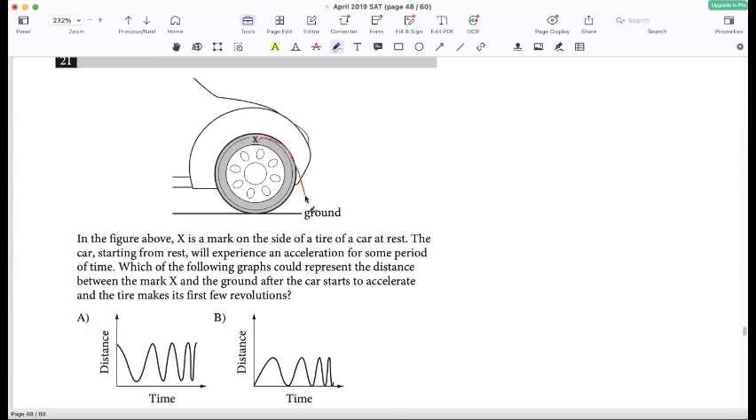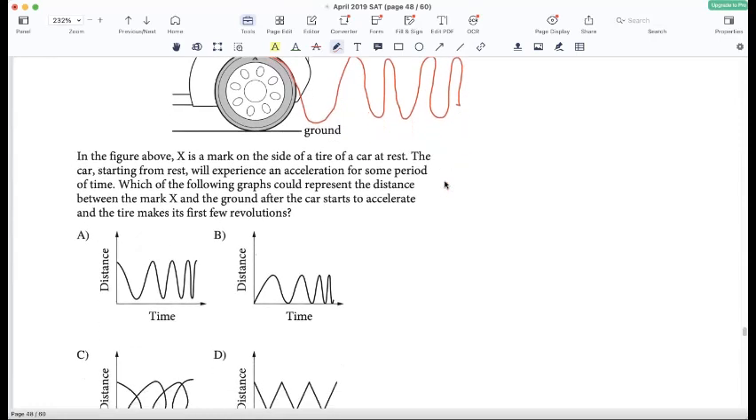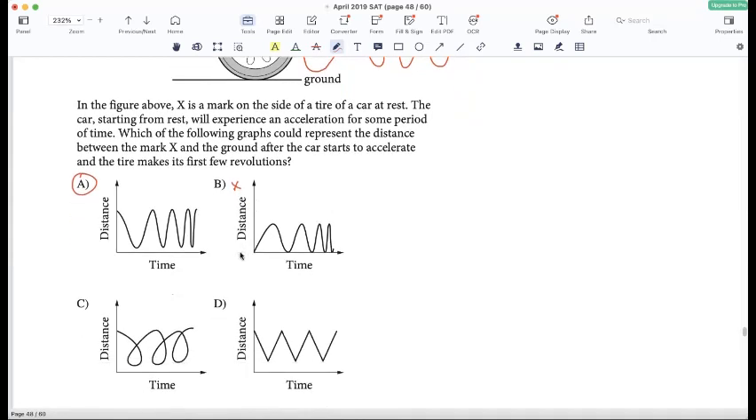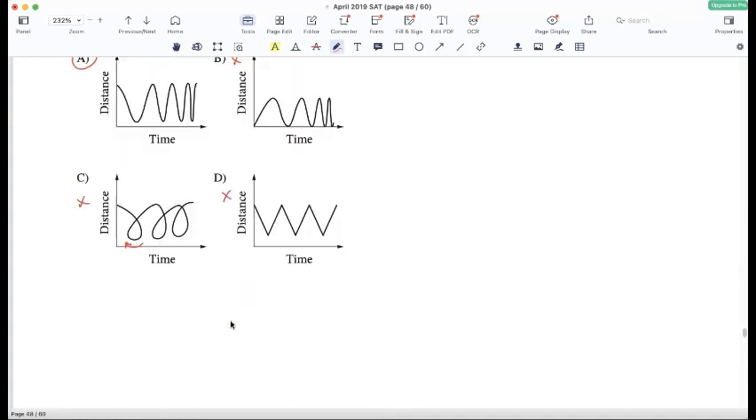It will come down. Then it will again go up. And as it accelerates, this will happen faster and faster. So that would be option A, right? It can't be B because the tire is at a certain height, so it can't start from the origin. This is wrong because you cannot have a spiral, right? It cannot go back in time. This makes it sound like it's going back in time. And it certainly won't be straight lines, right? It will be a curve.